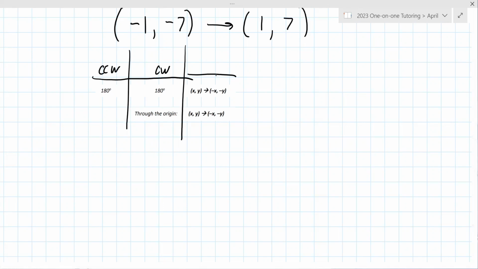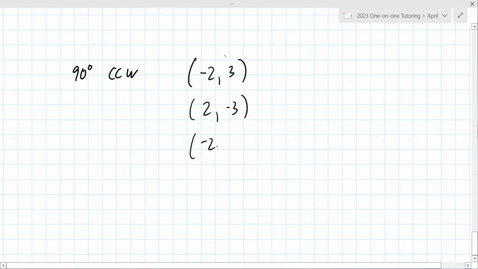What's interesting, I guess, is that one is a rotation, one is through the origin. They are the same. Okay. So here's a sample problem. I'm going to show you something in terms of your processing. Let's say we want to do a 90-degree CCW, counterclockwise, on the following ordered pairs. Don't write anything down here. -2, 3; 2, -3; -2, -3; and then -3, -2. Those are the old ones.